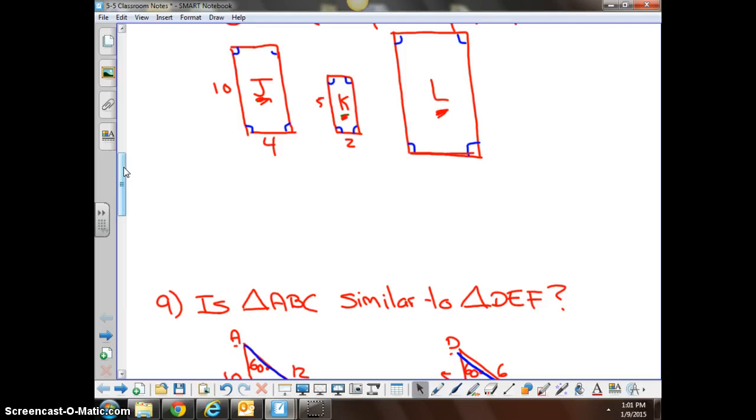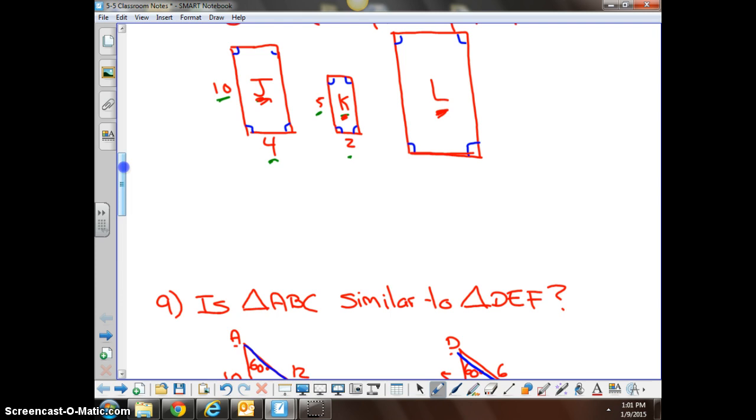So we're going to start just by comparing 2, and we'll start with rectangle J and rectangle K. You can see that the longer side length of rectangle J is a measure of 10 units, and in rectangle K, the longer side length is 5. Those are corresponding sides because they are on the same side on the shape, even though the shape is a different size. The bottom measurement for rectangle J is 4. The bottom measurement for rectangle K is 2. Again, the sides correspond.